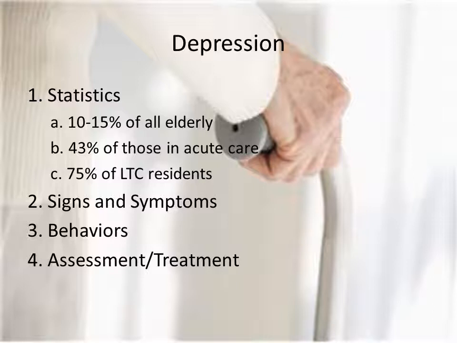Finally, depression, the other D in the 3 Ds. 10 to 15% of the elderly are depressed, and 43% of the elderly who are in acute care are depressed. And here's the big one: 75% of the patients in long-term care facilities are depressed. 3/4 of the residents in long-term care facilities are depressed. It's sad.